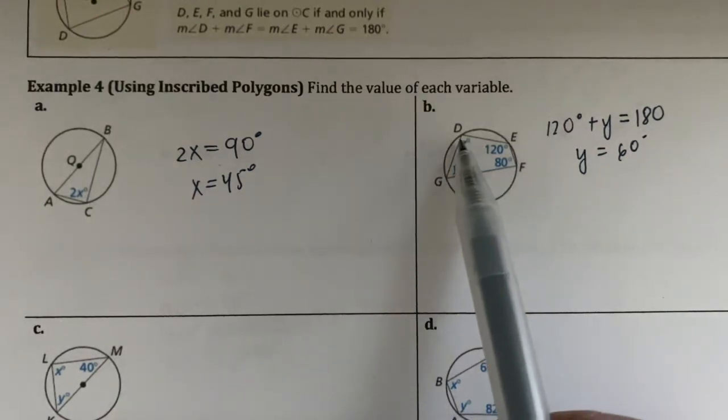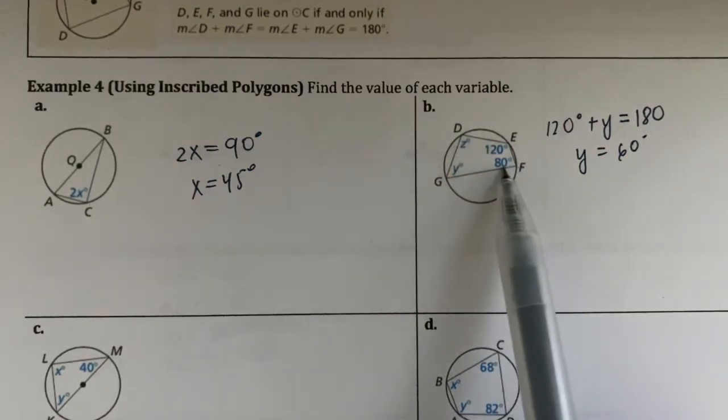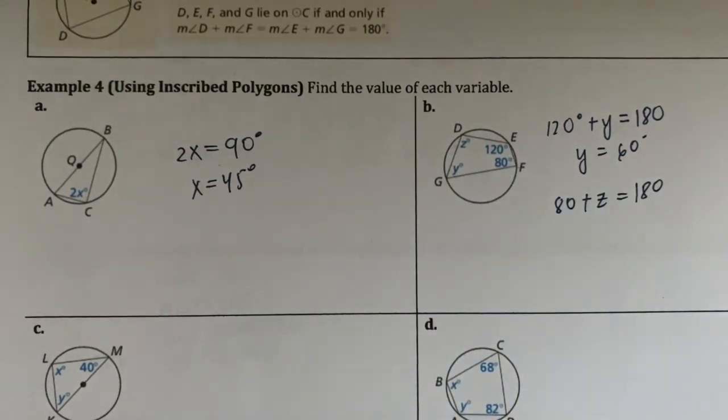We're going to do the same thing with angle D and F. We're going to add them together, set it equal to 180, and then solve for z. Subtract 80 on both sides, and you get z is equal to 100 degrees.